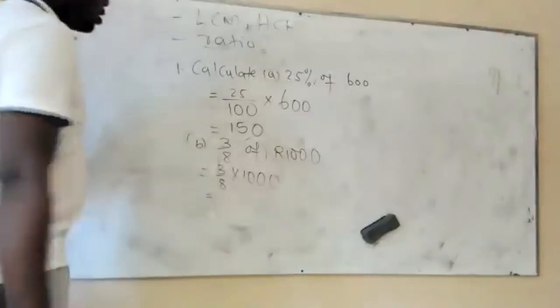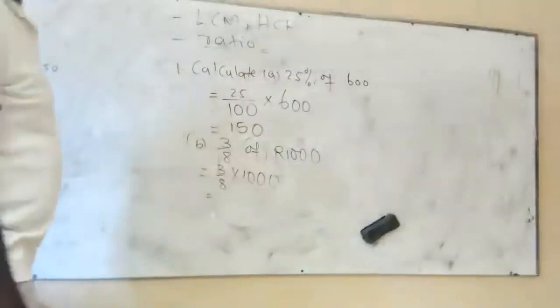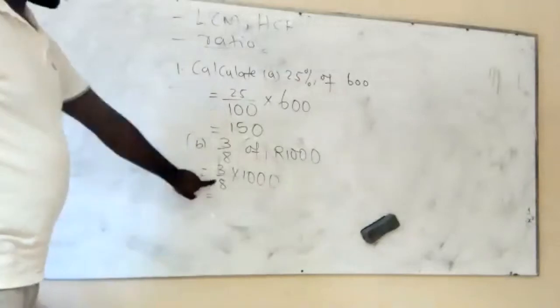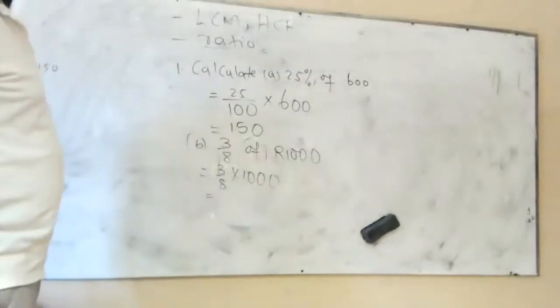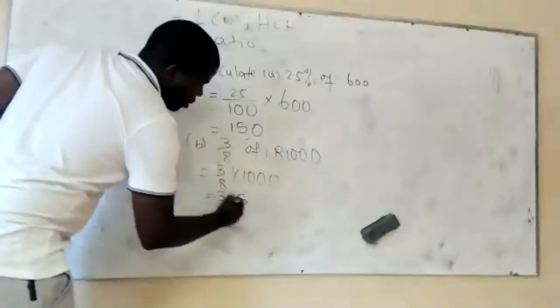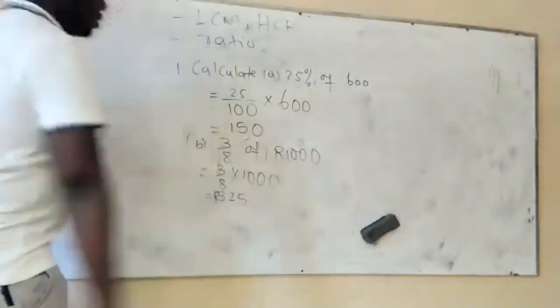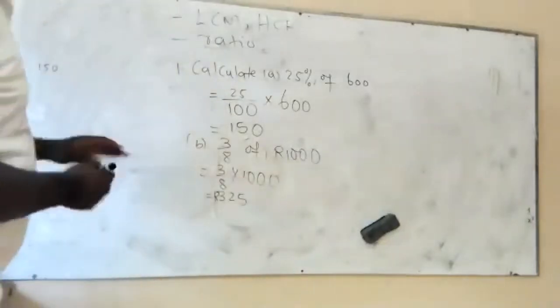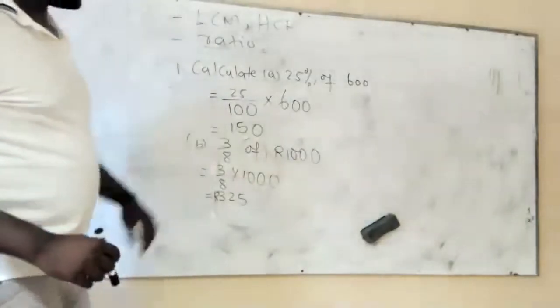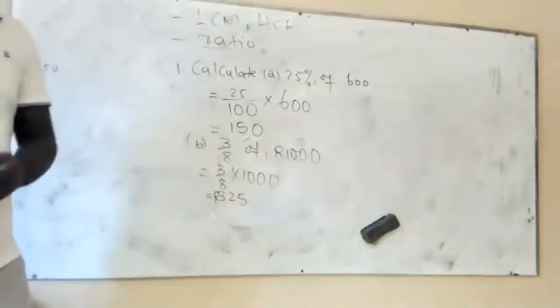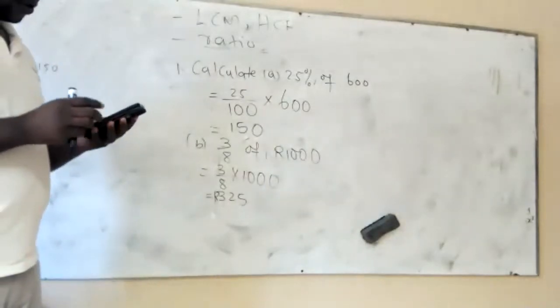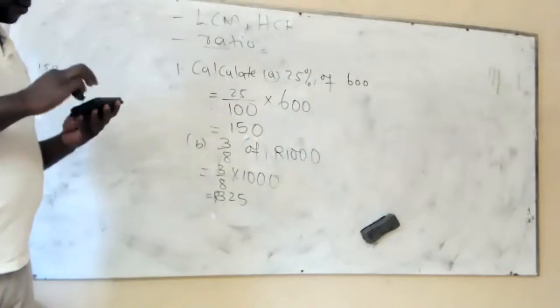So 3/8 multiplied by 1000 will give you the answer of what? What do you get when you put this into the calculator? 375. You get 375 rand. And this is the answer we are looking for in these 2 questions. And I believe these are part of the homework you were given from school.